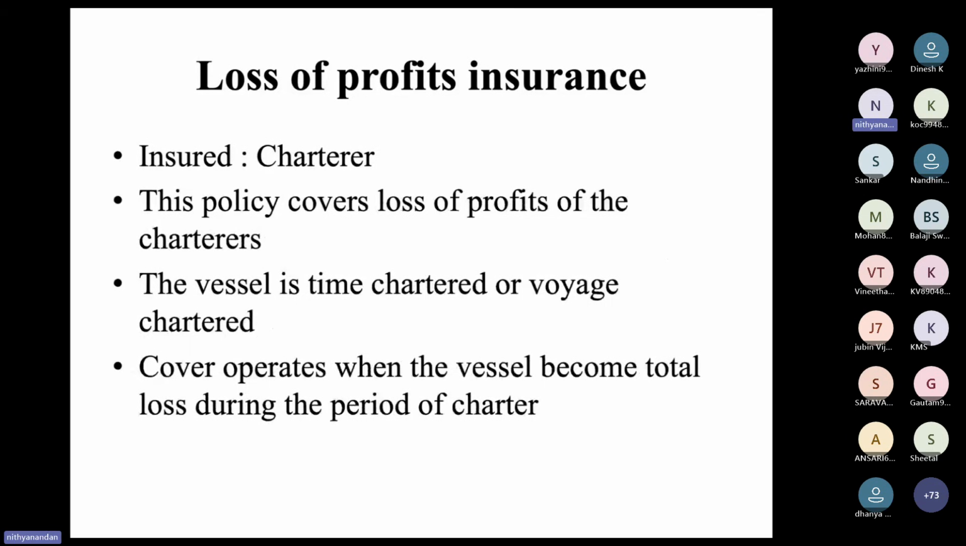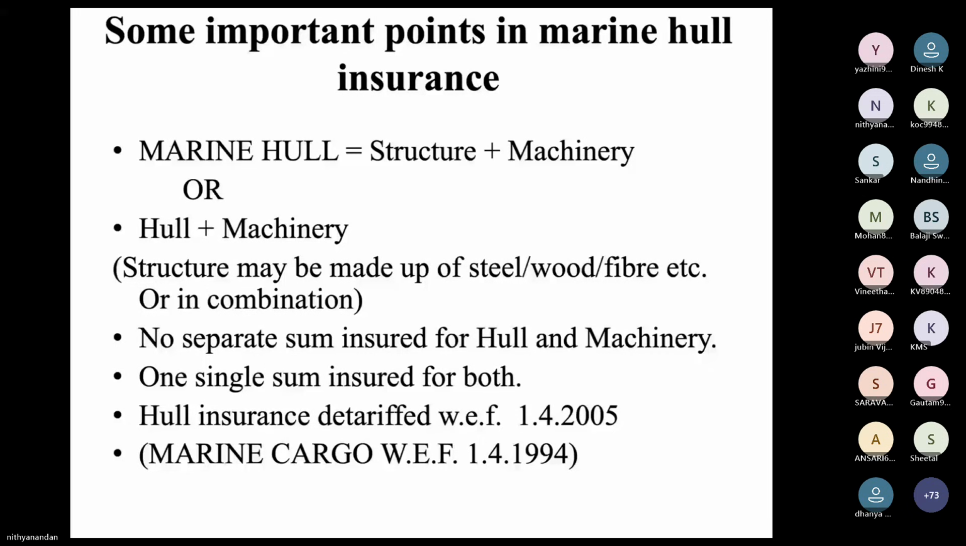Loss of profits, charterer is taking the policy. Loss of profit when the ship is not used because of an accident. Marine hull and machinery, a single policy with a single sum insured should be issued. No separate sum insured is available for hull and machinery. A single sum insured put together is insured. Any structure, steel, wood or fiber or in combination can be used.